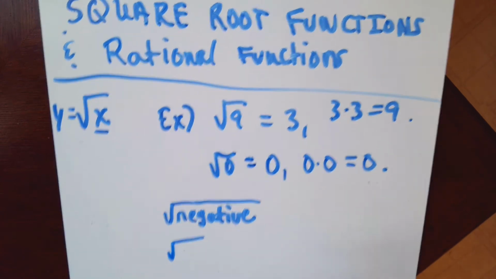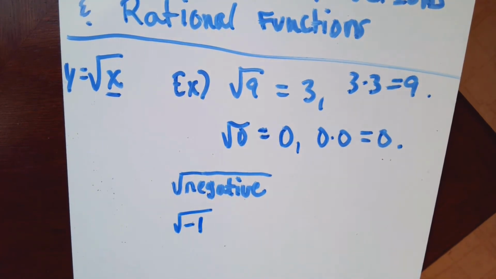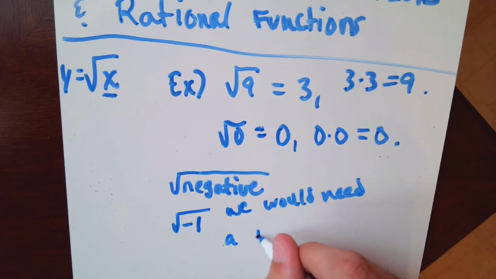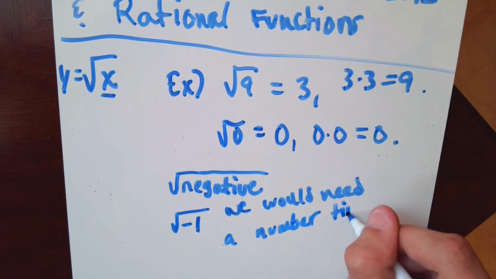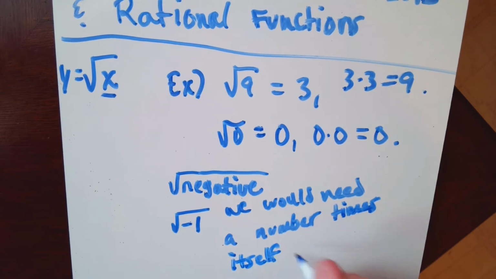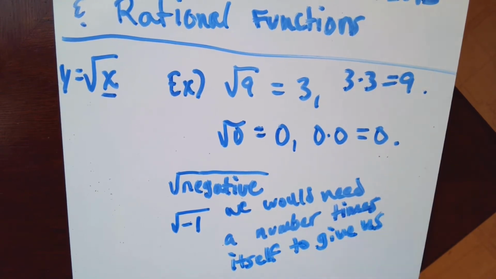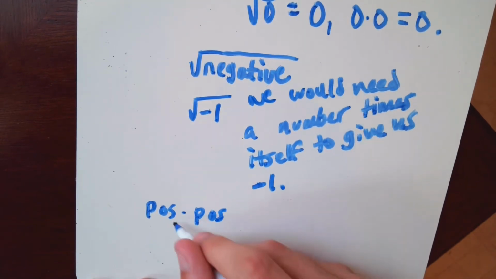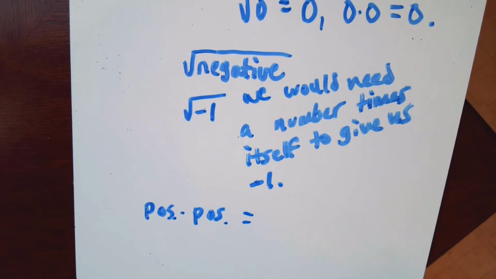Let's say we wanted to take the square root of -1, for example. What we would need is a number times itself to give us -1, right? So a number times itself giving us a negative. Let's try to think about why that can't happen. Let's consider a positive number. Positive times positive. So consider a positive number times a positive number. What do you think it's going to turn out to be? Well, take any two positive numbers and multiply them. You get a positive number out.